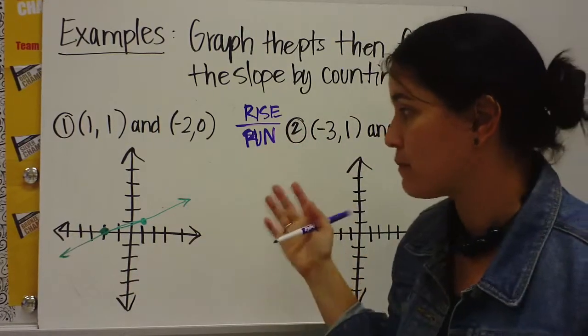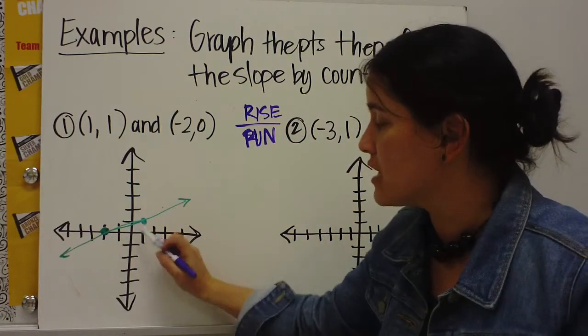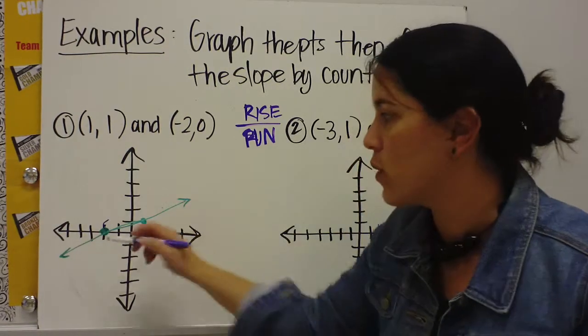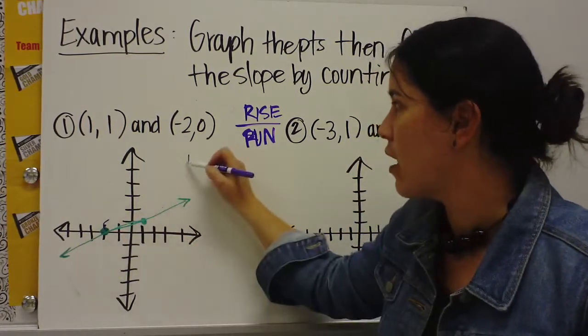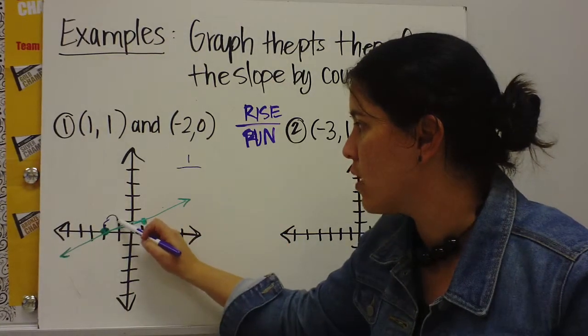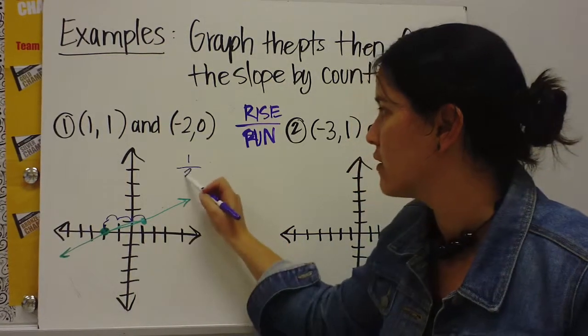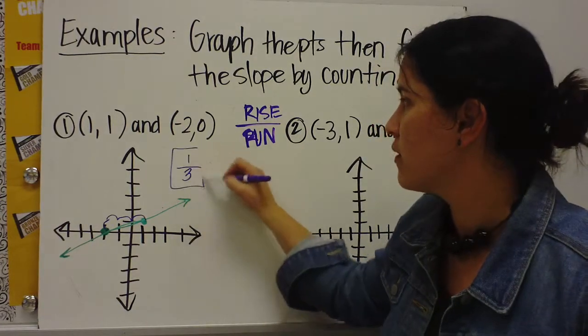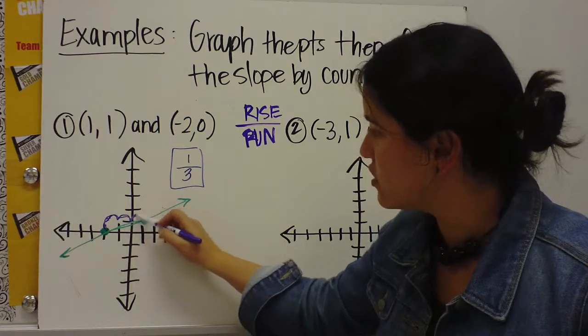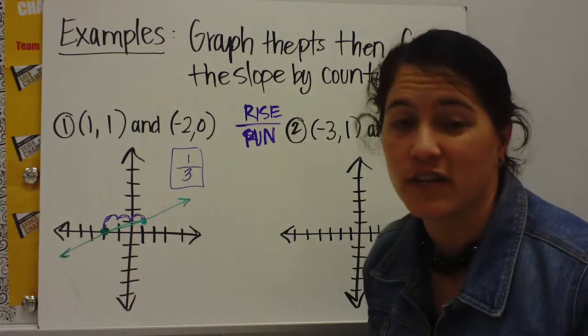It's a positive slope. From this point to this point, how far up did I have to go? And you're going to see that I went up 1. So I went up 1, and then from here to here I have to go over 1, 2, 3. So my slope is 1/3. I went up 1, and then over 1, 2, 3. That's how you find the slope, by counting.